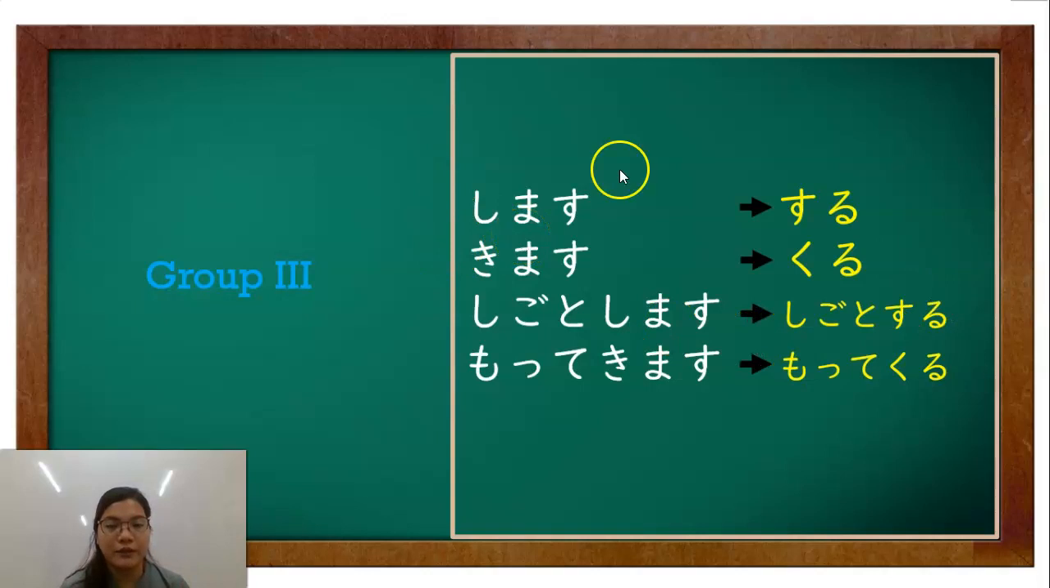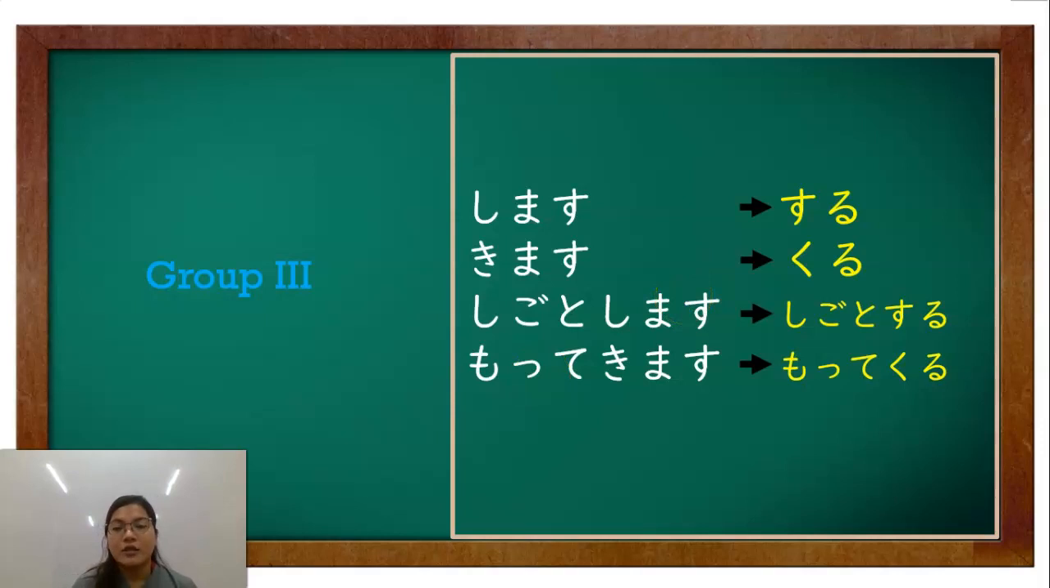Okay, group 3: you follow both rules. For example, shimasu. Omit masu, gagawin mong su, and then you add ru. So shimasu becomes suru. Okay? Kimasu becomes kuru. You omit masu, you change ki to ku, and then you add ru. So kimasu becomes kuru. Shigoto shimasu means shigoto suru. Okay, motte kimasu means motte kuru.